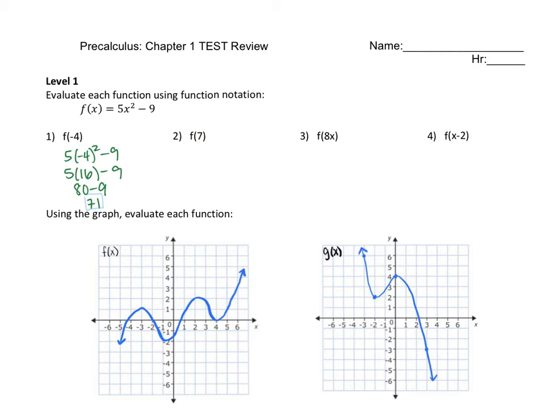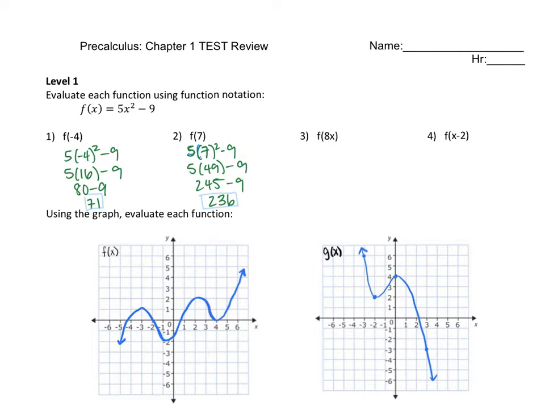I'm going to be plugging in a 7 for part 2. So number 2, I need to plug in 7 for the x this time. So that would give me 49 if I square the 7. 5 times 49 is 245. Subtract 9 is going to give me 236. So these are very big numbers, and that's because we have a power here.